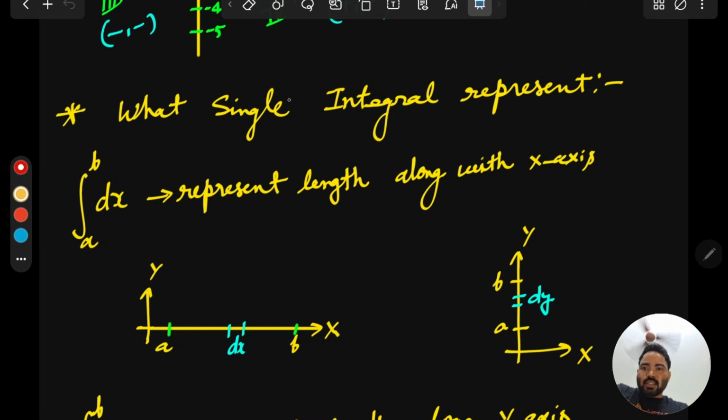You can clearly see here what a single integral represents. The integral from a to b of dx represents the length along the x-axis. This is our x-axis, here a to b, and this is a small portion dx, so integrating from a to b gives you only the length. If you put the function inside, then this will give you the area from a to b. If there is no function, this gives you only the length along the x-axis.